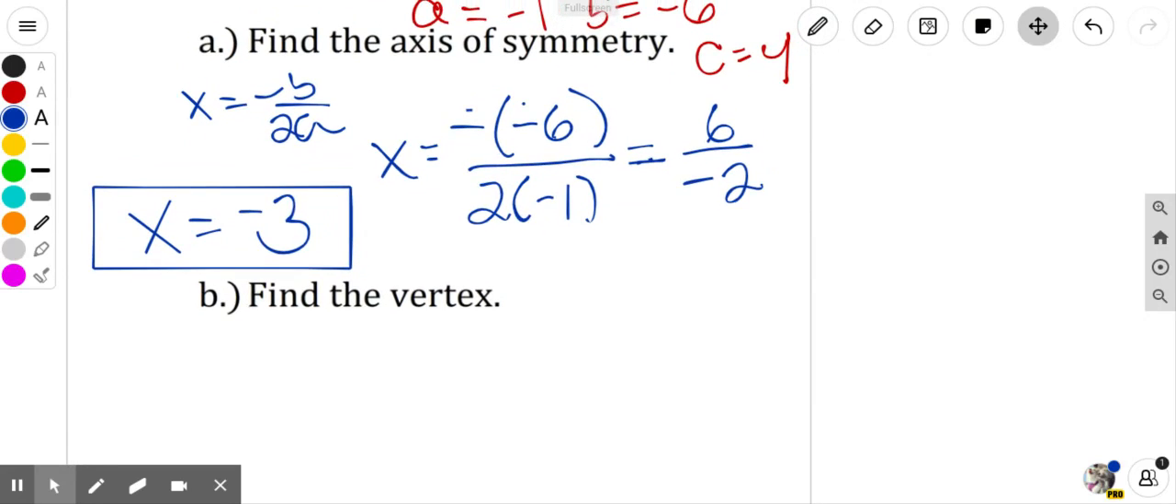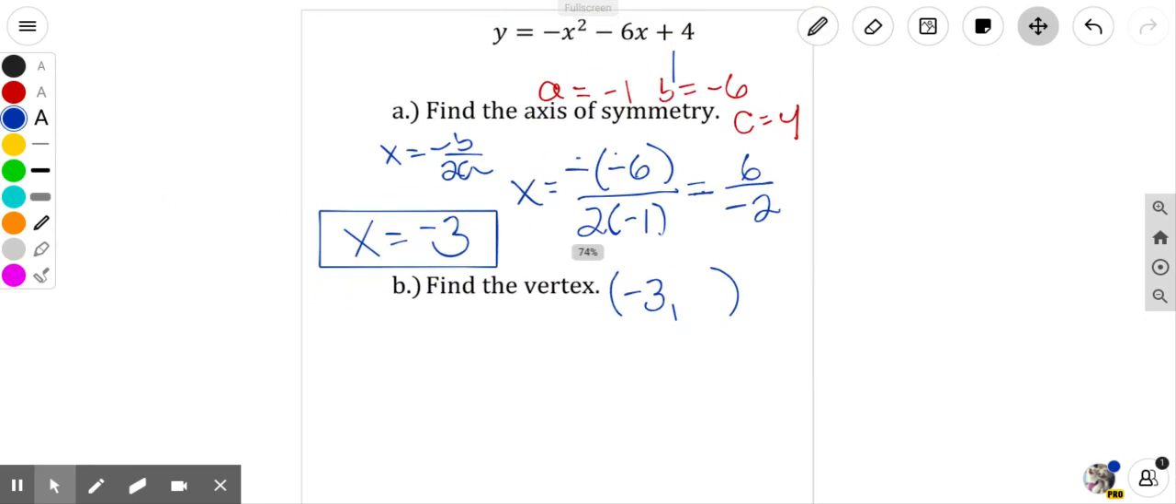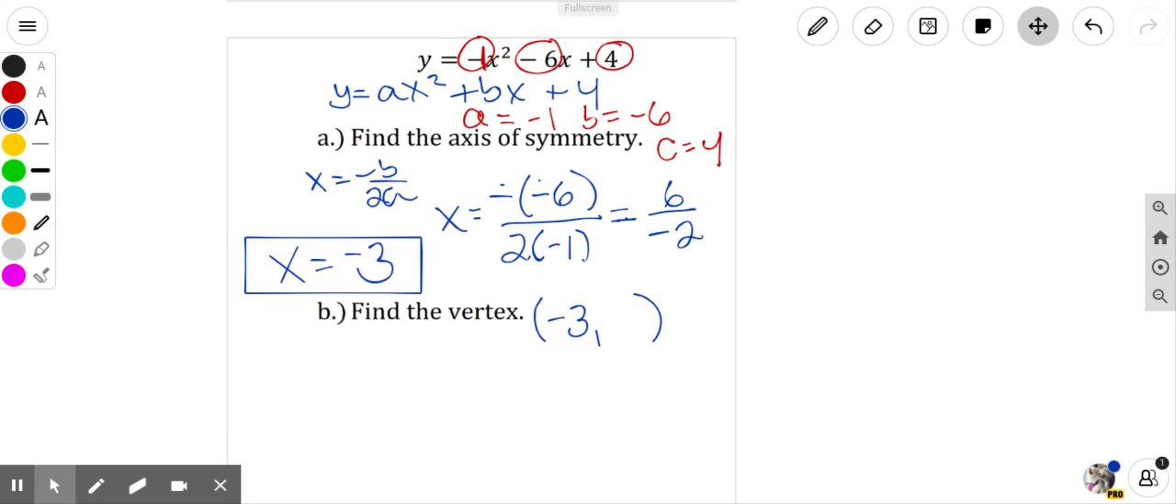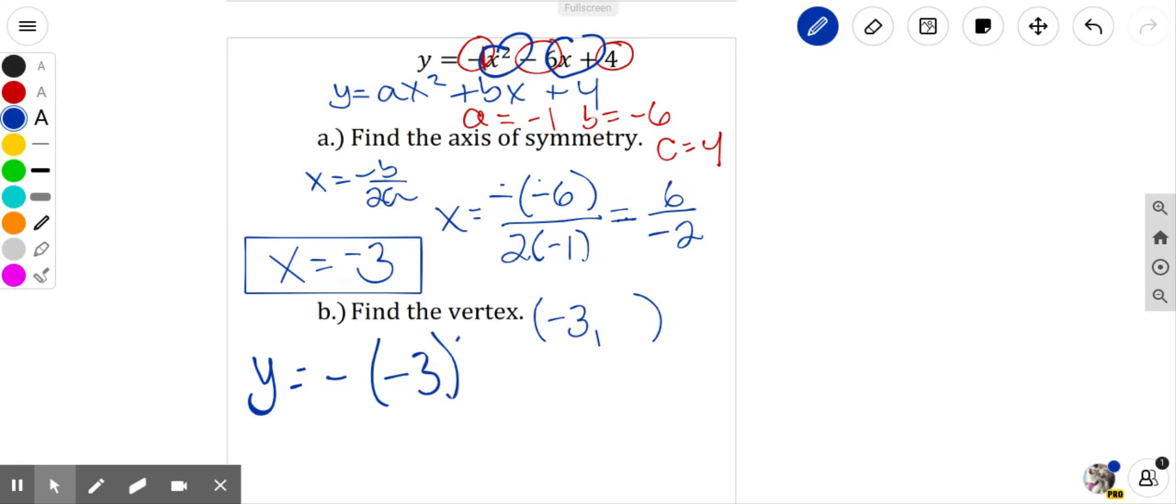To find the vertex, since we just found the axis of symmetry with x equals negative 3, that means the x coordinate of the vertex is negative 3. And then we have to just find the y coordinate. So to do that, I'm going to zoom out a little bit. We're going to take negative 3 and plug it in for x, here and here. So we're going to have y equals negative 3 squared minus 6 times negative 3. Okay, this one has a lot of negatives, plus 4.